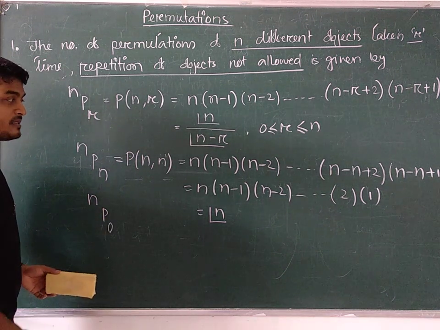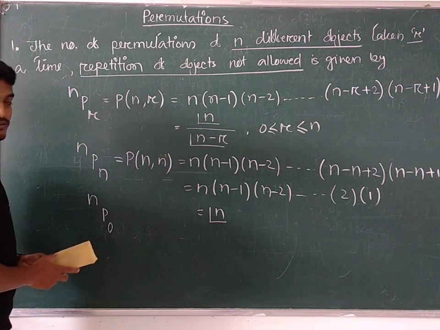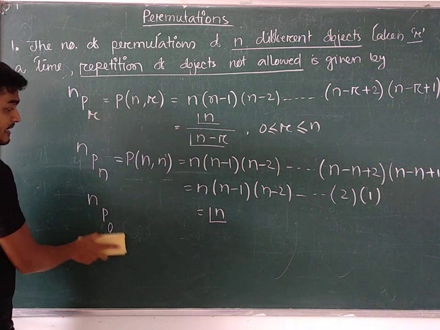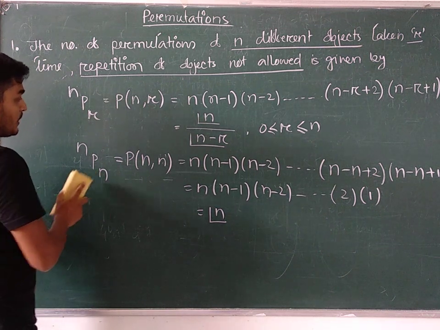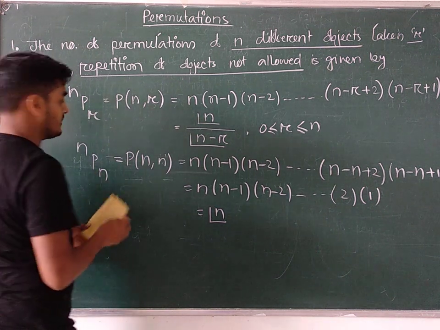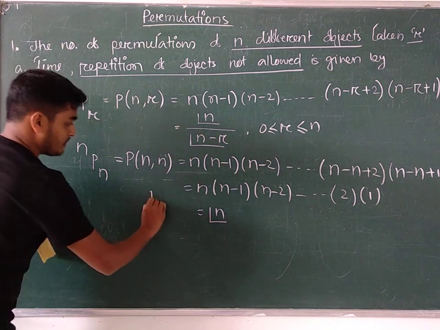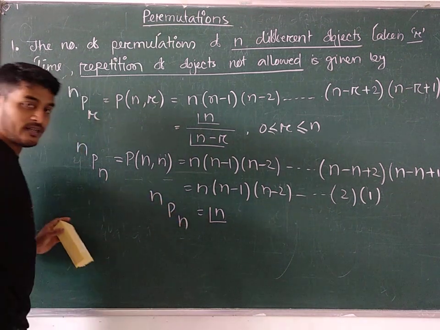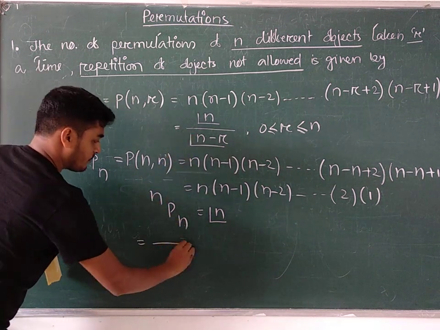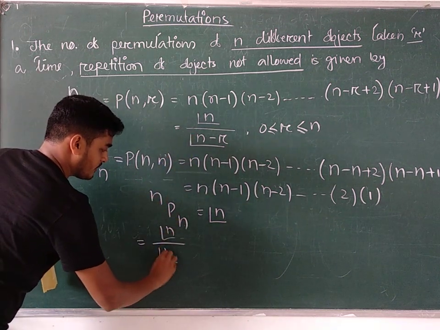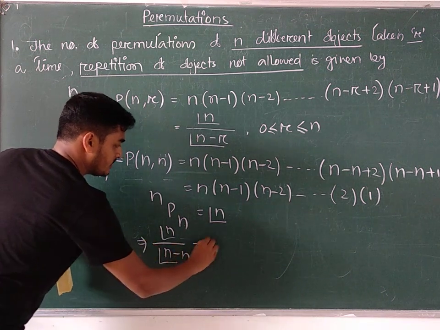What is the value of nP0? Can you write it down? And remember, nPn is equal to factorial of n. So now what will we do? I think we can easily derive it. nPn is equal to factorial of n, and we also apply this formula: factorial of n divided by factorial of n minus r is equal to factorial of n.